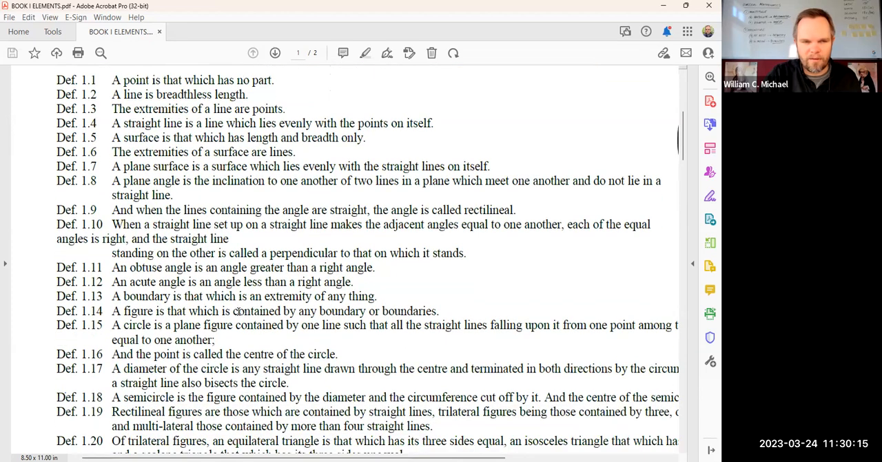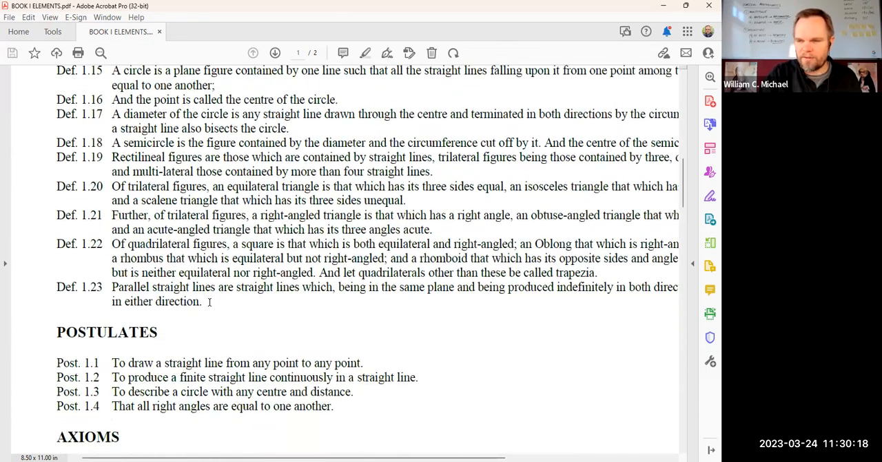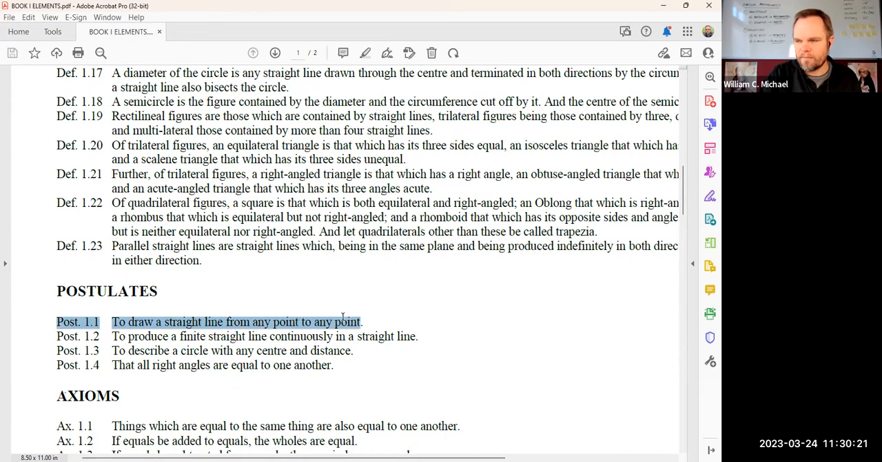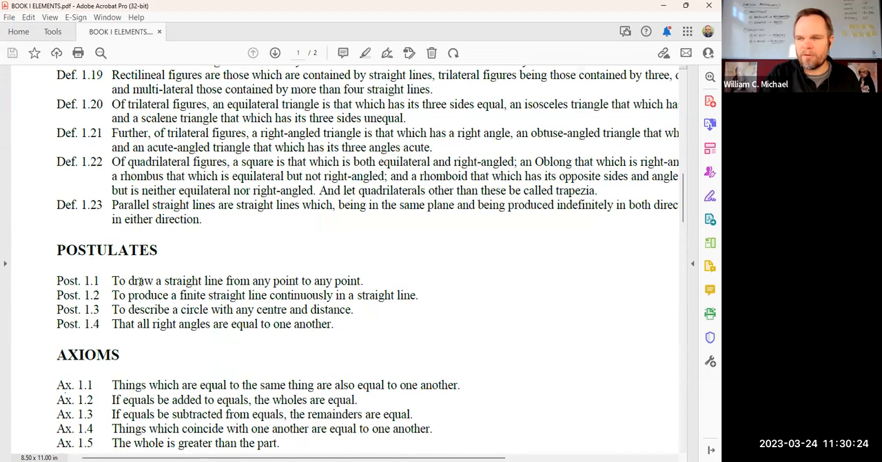And if we look down to the postulates, look at the first postulate. The first postulate says we're allowed to draw a straight line from any point to any point. So any time there are two points in geometry, we have a line. You got that? Anytime we have two points in geometry, we have a line because we're able to connect points. And that connecting figure, which goes from one point to another, that's what a line is. A line is a length that has no breadth. Anytime we have two points, we automatically have a line because we can connect those two points, right?